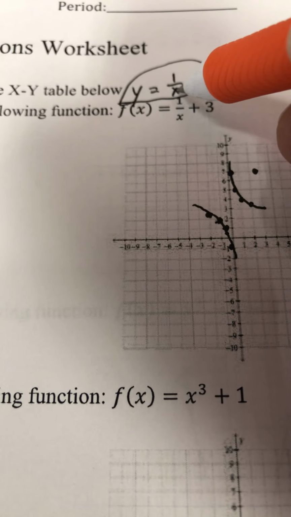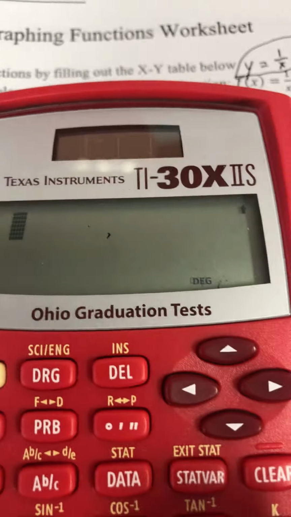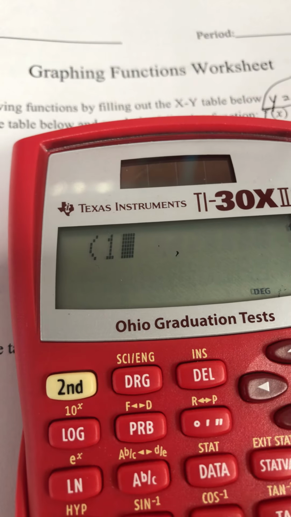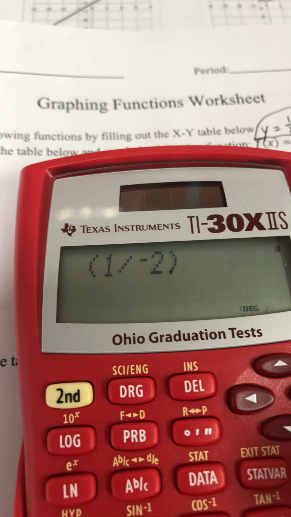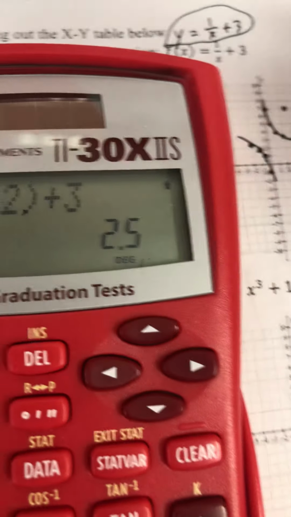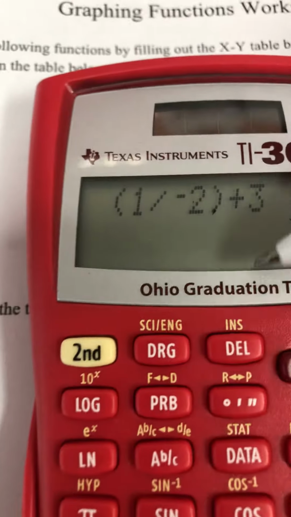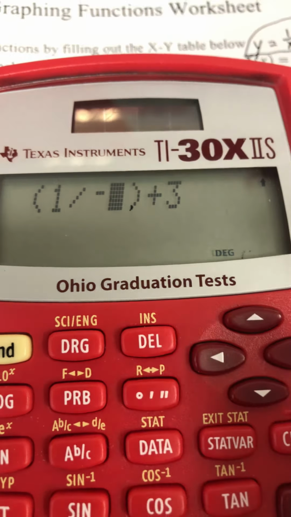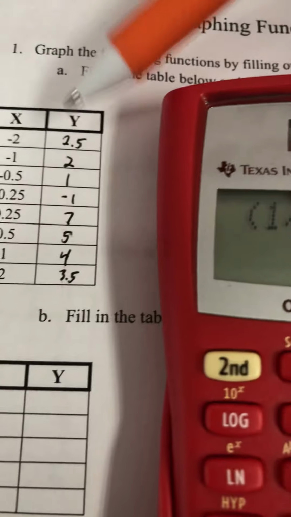So we're going to be plugging in these values for x. One way to do that on your calculator, if you have a calculator like this one with this capability, is to put in parentheses 1 divided by whatever our x value is. So we're going to have -2, then close the parentheses, plus 3. That tells me what my y value would be when x equals -2. I'm just going to use the back button so I don't have to type this in every time, and change that -2 to a -1 and hit equals. And then that would be 2.